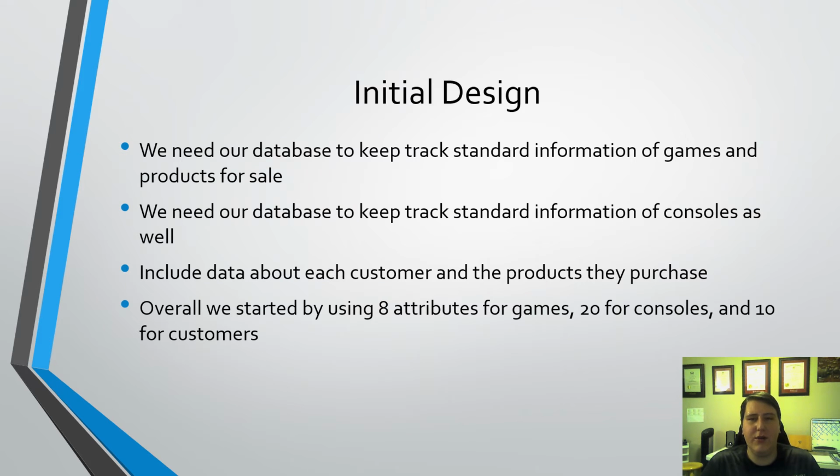So, on to the initial design. We need our database to keep track of standard information of games and products for sale. We need our database to keep track of standard information of consoles as well. We also need to include data about each customer and the products they purchase. Overall, we started by using 8 attributes for games, 20 for consoles, and 10 for customers.